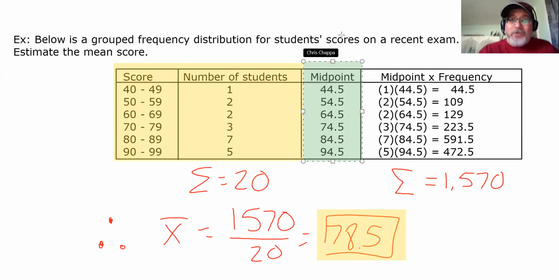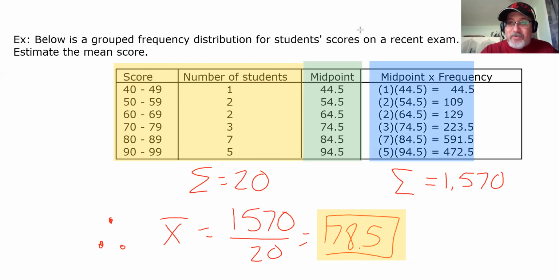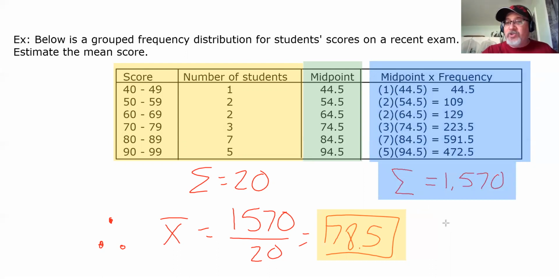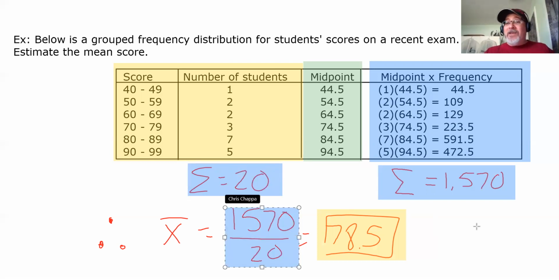Then to help us add, we multiplied each midpoint times its frequency. Or rather, I should say frequency times midpoint. It's the same either way. It's multiplication, it doesn't matter. Multiply each midpoint times each frequency to help with the adding of all of these test scores. And then we added up all those scores, or all those products. But then we had to divide by the total number of students. And when we did that, we finally got our mean.